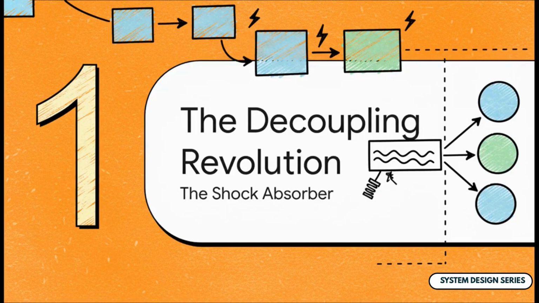So how do we stop that from happening? How do we break the chain? We need something like an architectural shock absorber. And that, my friends, brings us to the decoupling revolution, all powered by message queues.